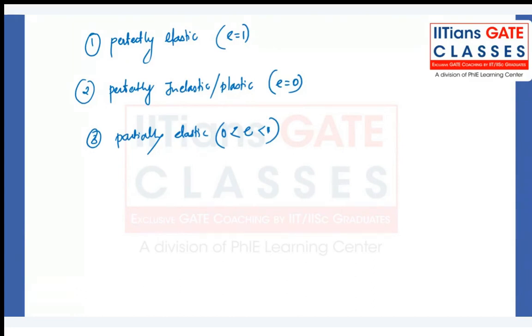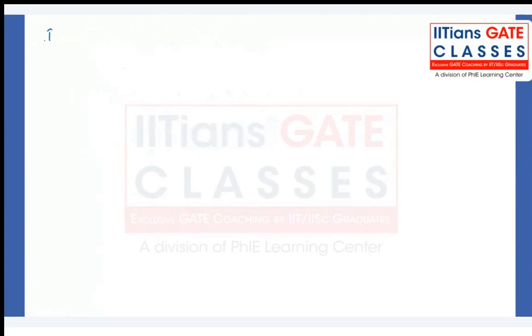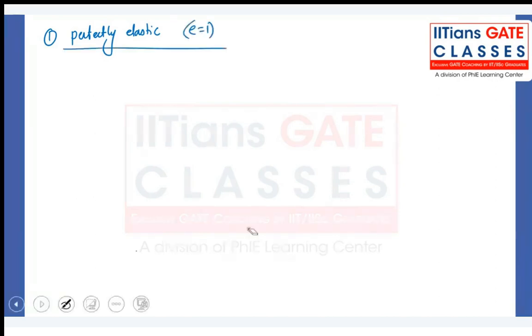So let's start with the first, the perfectly elastic collision. Simple one. See, if nothing is given, you have to assume it as perfectly elastic. The problems which we have solved previously are under the same assumption, because nothing else is mentioned about the value of E. But in case they mention something about E, you should be able to handle the problem, and that is the reason we are studying it.